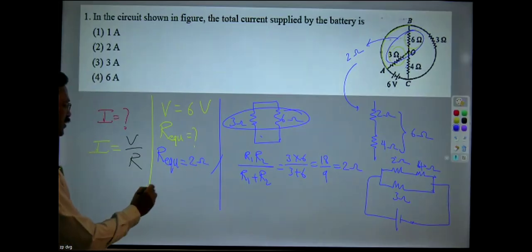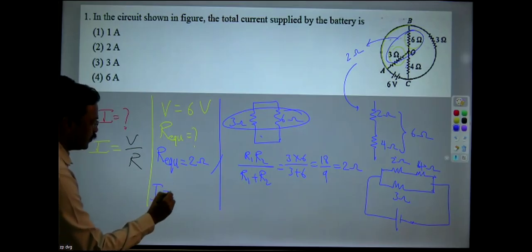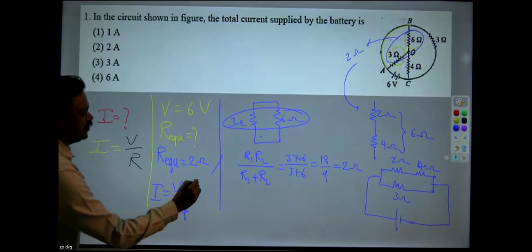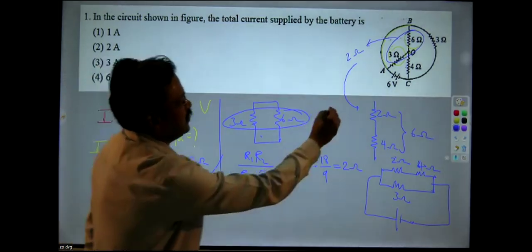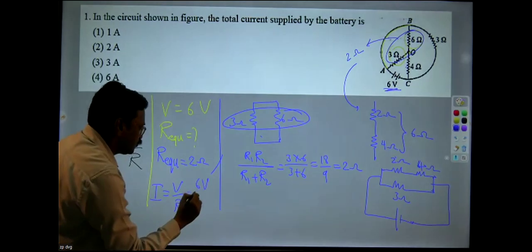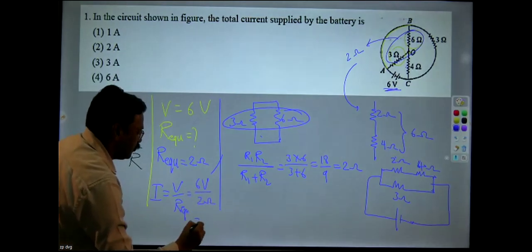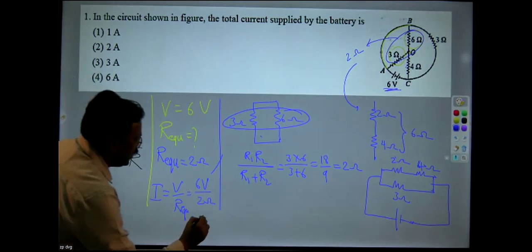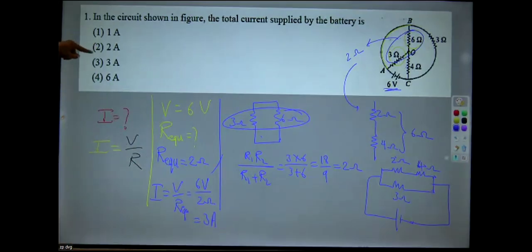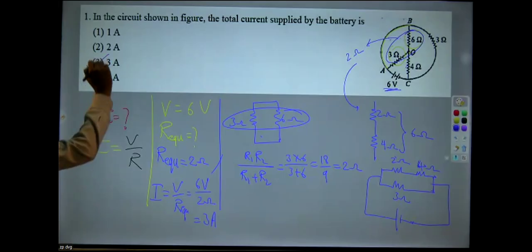So what is the value of current? Let's find out the value of current. Current I is equal to V by R equivalent. The value of voltage is equal to 6 volts. So it is 6 volt by 2 ohm. The amount of current comes out to be equal to 3 ampere. So look at the options: 1 ampere, 2 ampere, 3 ampere given. So 3 ampere is the right answer.